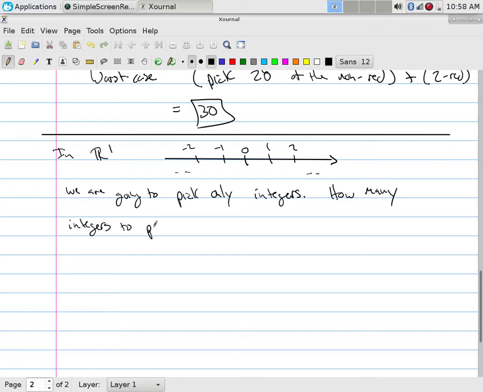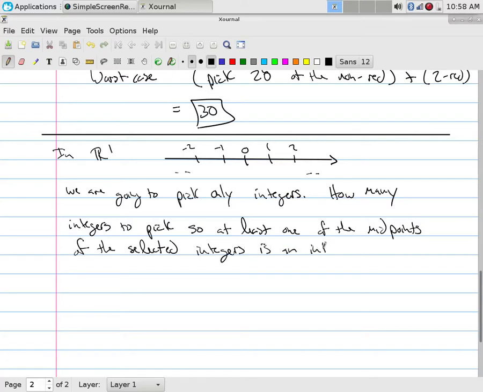So my question is this. How many integers to pick so at least one of the midpoints of the selected integers is an integer.